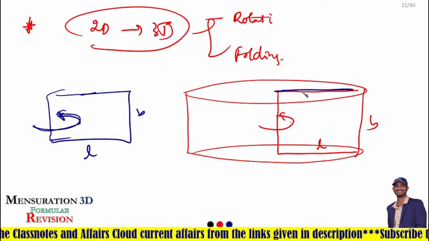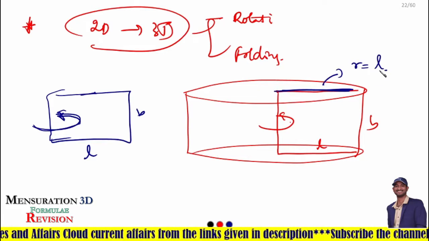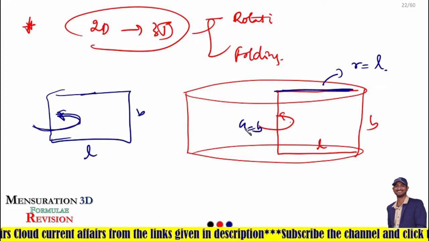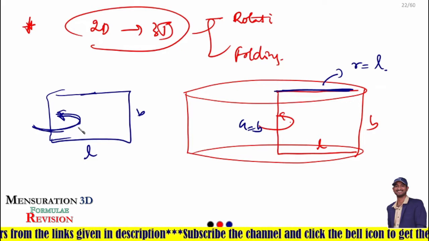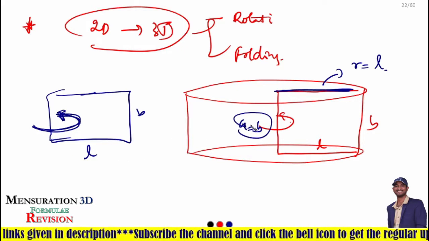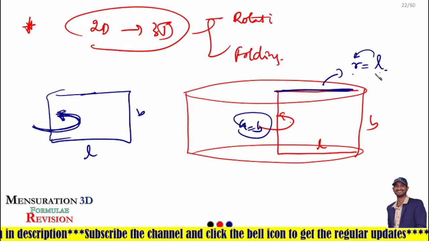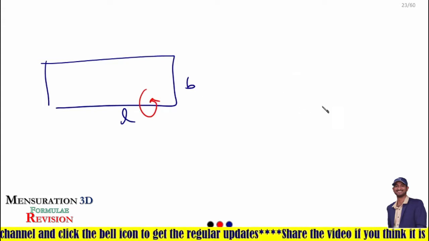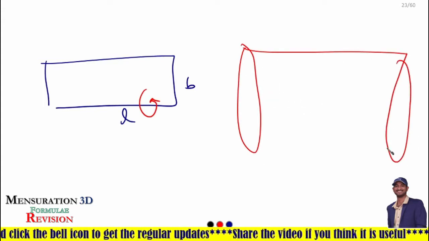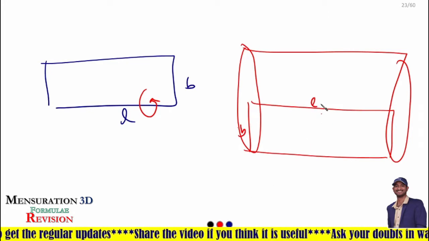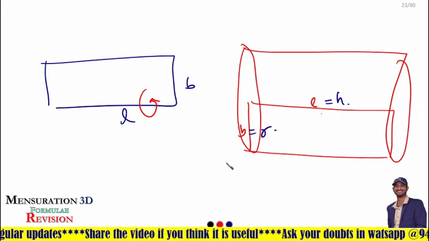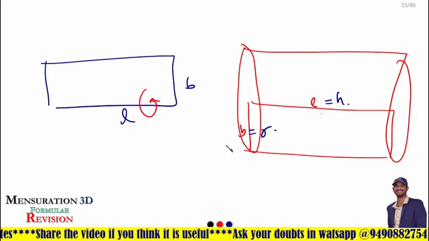So what about the radius of this cylinder? Equal to L. What about the height of the cylinder? It is B. So whenever a rectangular sheet is rotated along its breadth, then height is equal to breadth and length is equal to radius. If it is rotated along the length, now I'll have a cylinder like this. It is breadth and it is L. Now this length becomes the height and breadth becomes the radius of the cylinder formed.